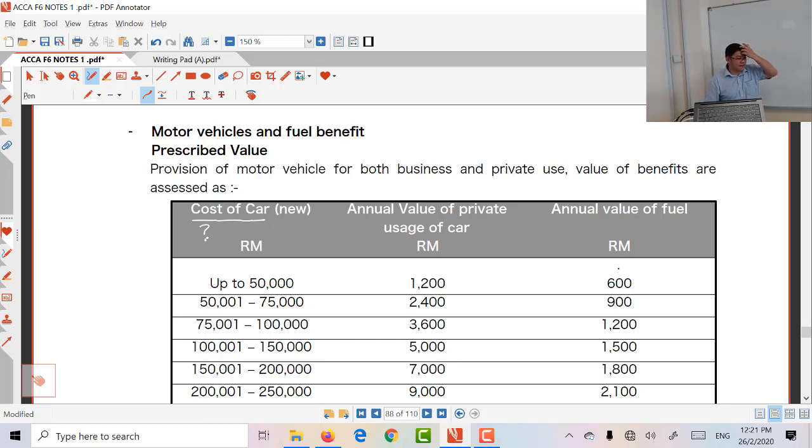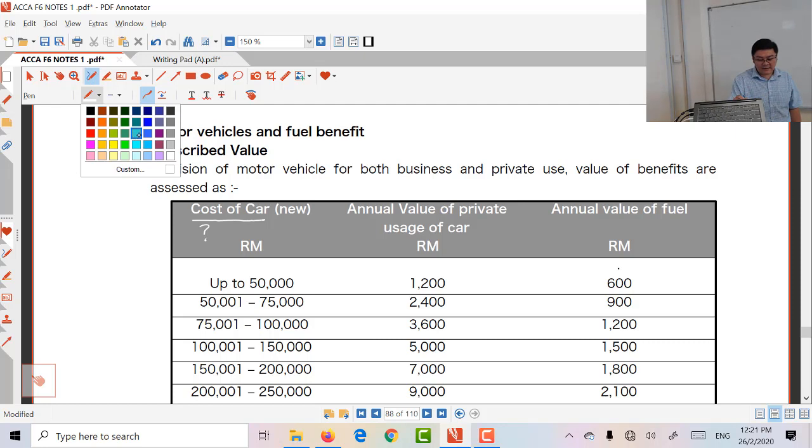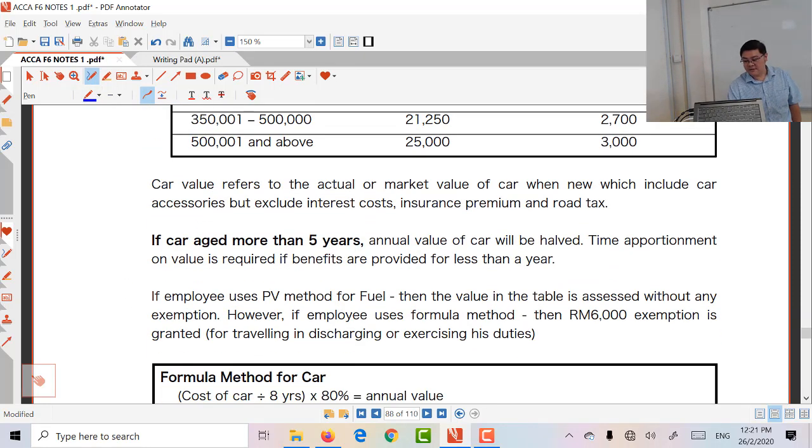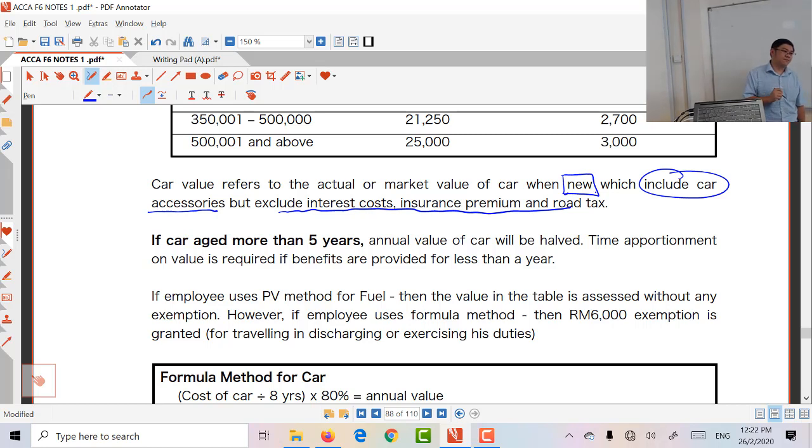Now, put a question mark about what cost actually means. The cost of the car is the value of the car, which includes accessories, but excludes interest, insurance and road tax. Now, it must be when the car is new. It has to be when the car is new.